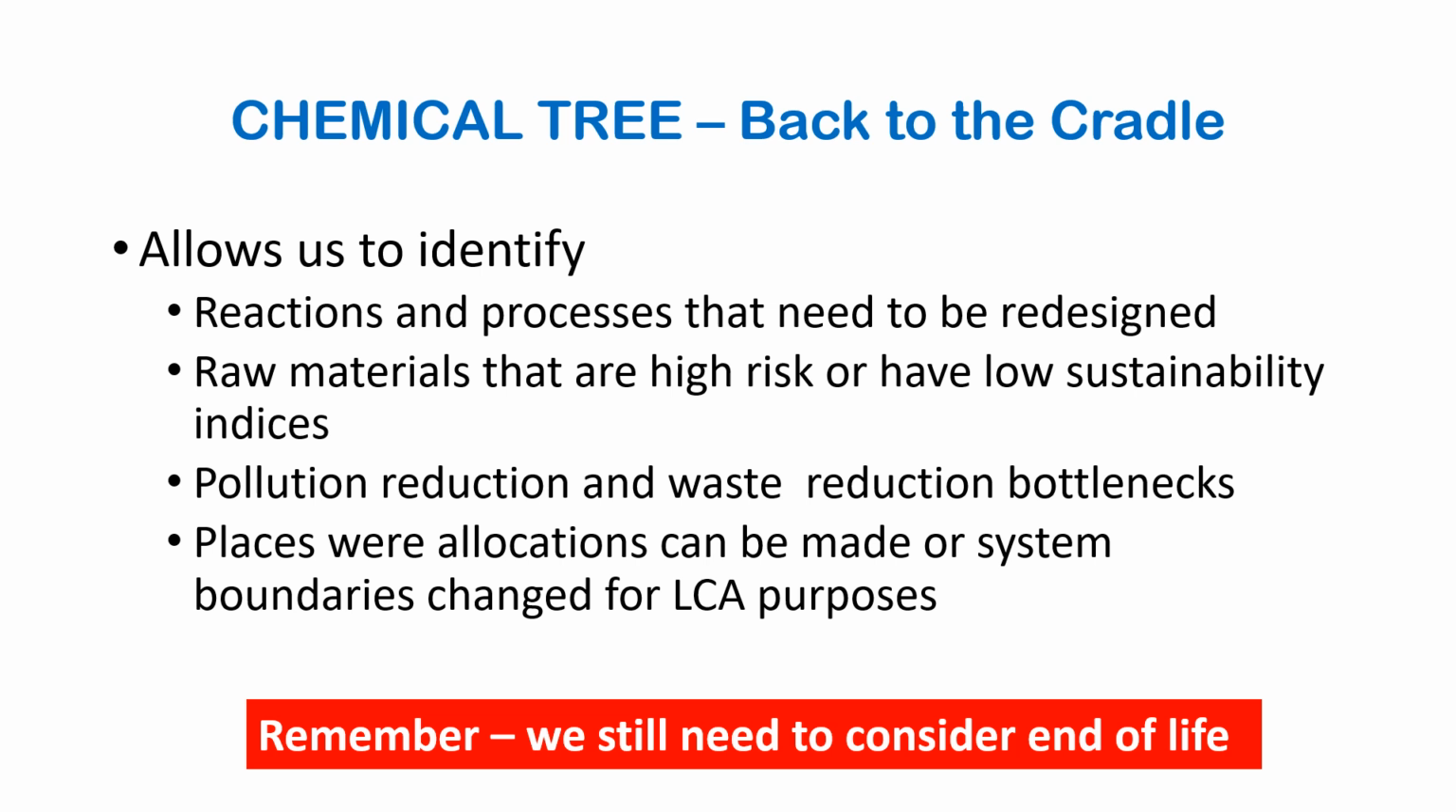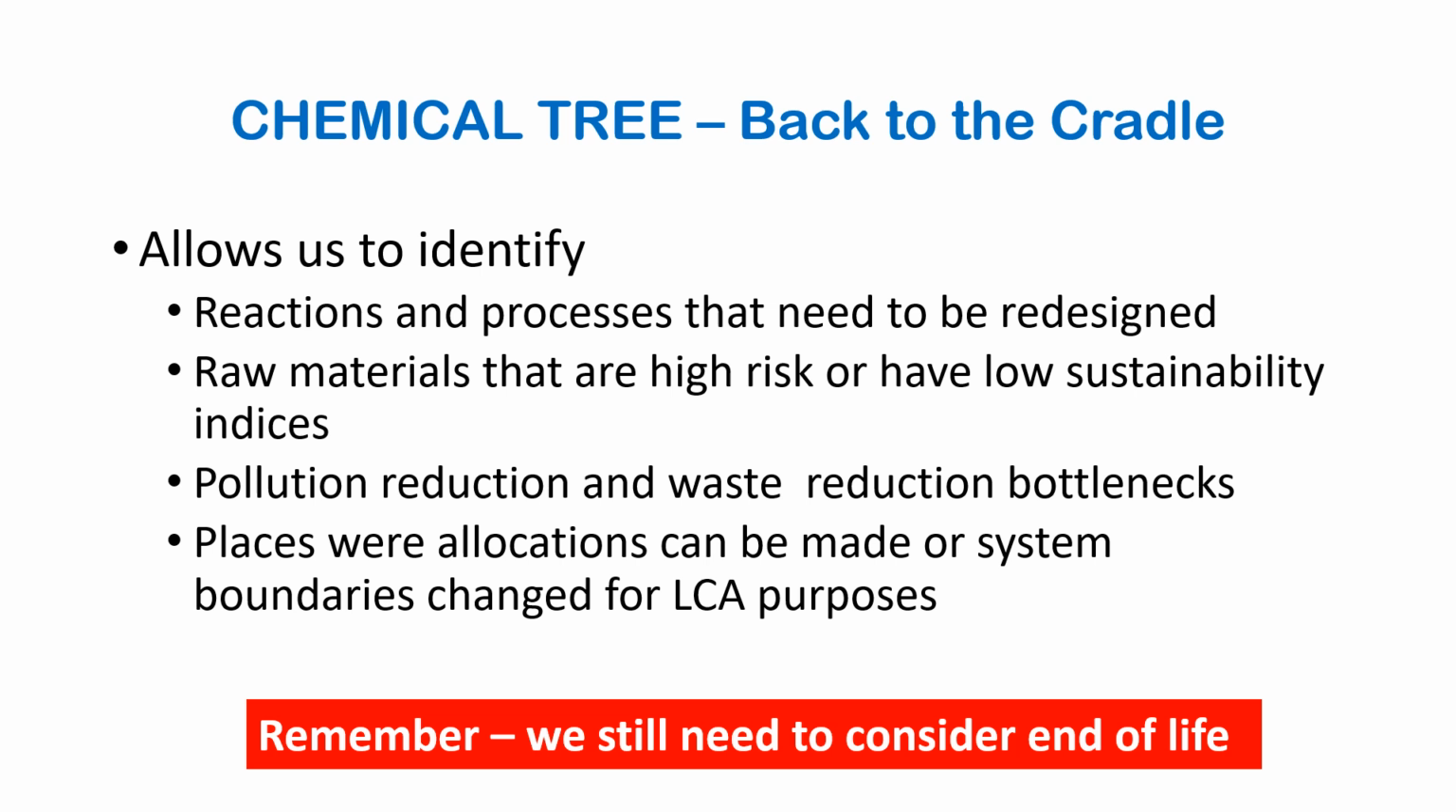So the chemical tree allows us to go back to the cradle when we're at the gate. We can identify reactions and processes that need to be redesigned, since we know exactly what those processes are. We can identify raw materials that are high risk and have low sustainability indices. We can think about pollution reduction, since we would have each of those processes mapped and therefore know the yields. You can look at the atom economies, apply all of those green metrics. We can talk about waste reduction bottlenecks. So that's when we're trying to reduce waste. Where is the waste? What is the waste? How are we going to redesign?